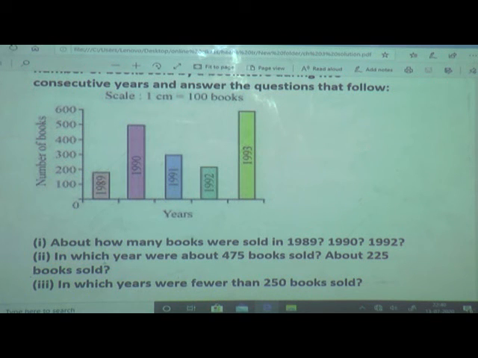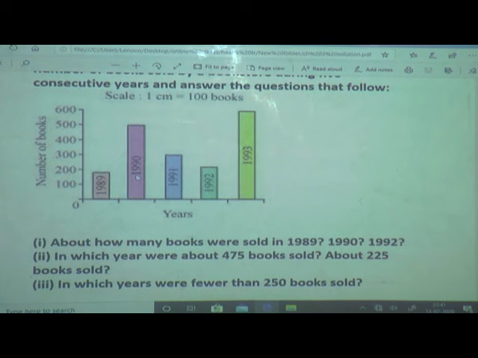So the next question is, in which year were about 475 books sold? About 225 books sold, means we have to see first the y-axis, where is 475? This is 400 and this is 500. In between this 400 and 500 we are having 475. It's not exactly 500, it is less than that, so you can say it is 475. So in which year is it?